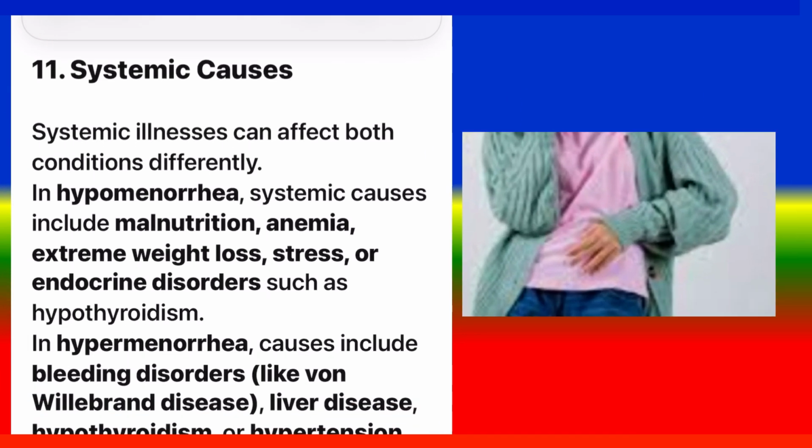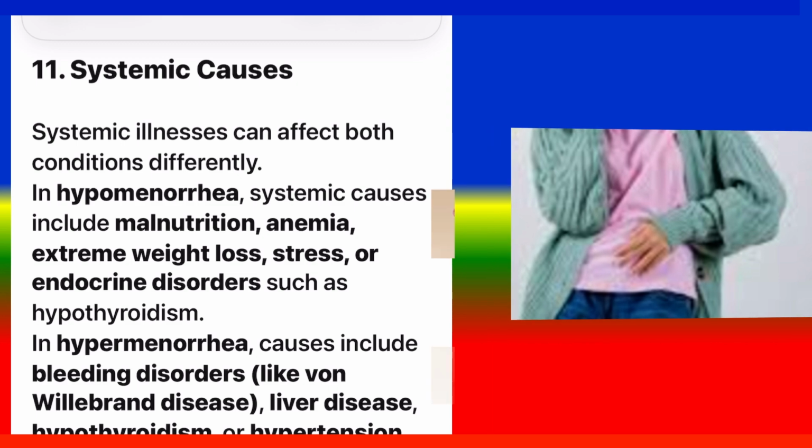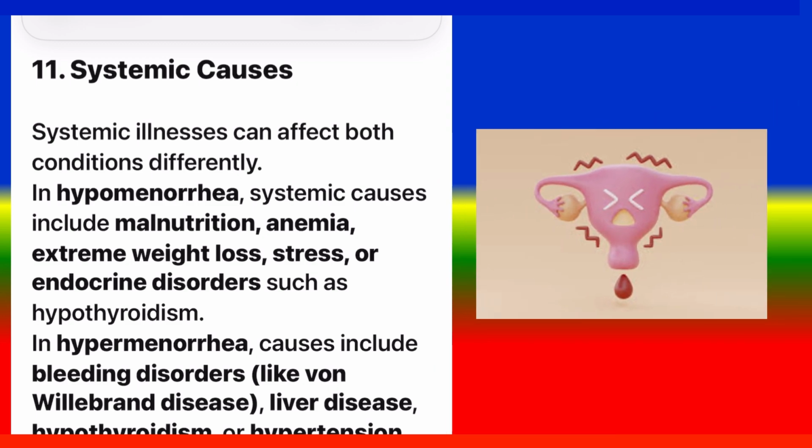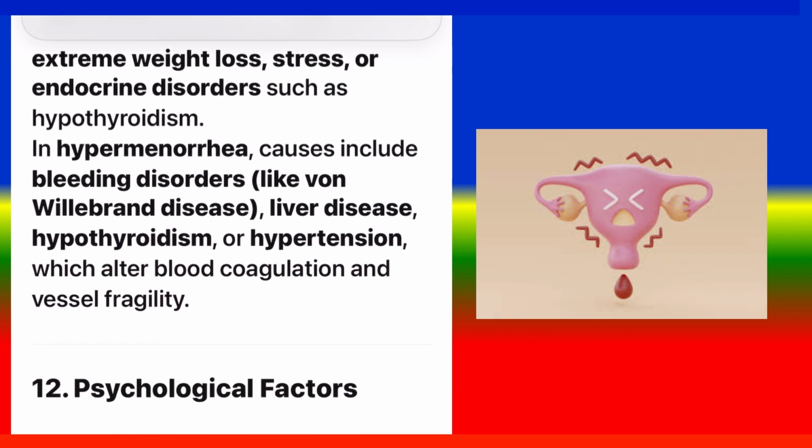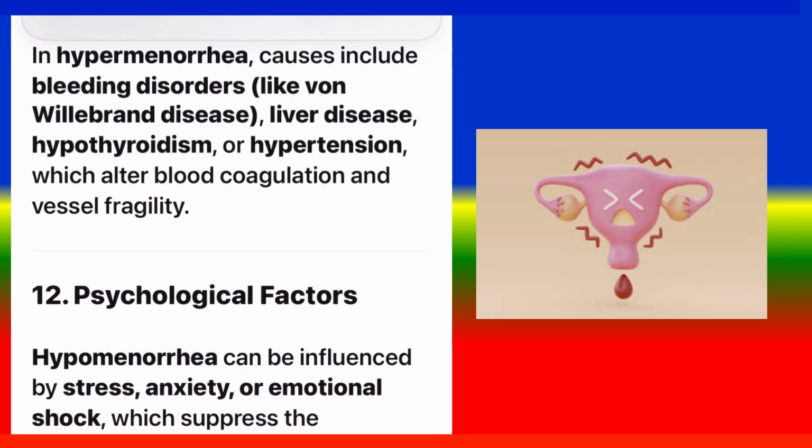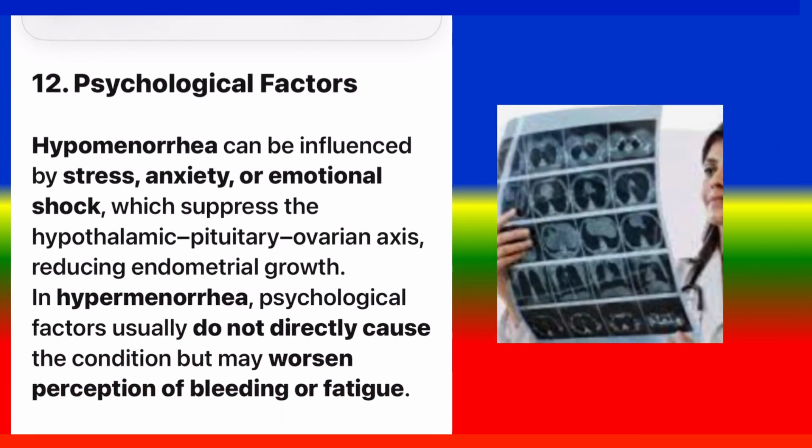11. Systemic causes. Systemic illnesses can affect both conditions differently. In hypomenorrhea, systemic causes include malnutrition, anemia, extreme weight loss, stress, or endocrine disorders such as hypothyroidism. In hypermenorrhea, causes include bleeding disorders like von Willebrand disease, liver disease, hypothyroidism, or hypertension, which alter blood coagulation and vessel fragility.